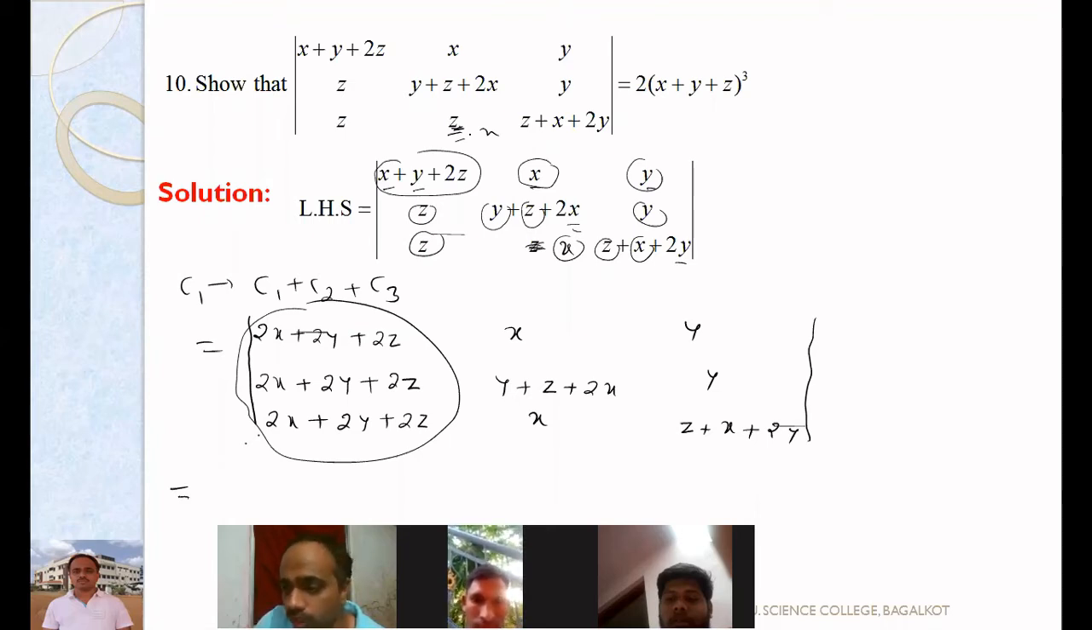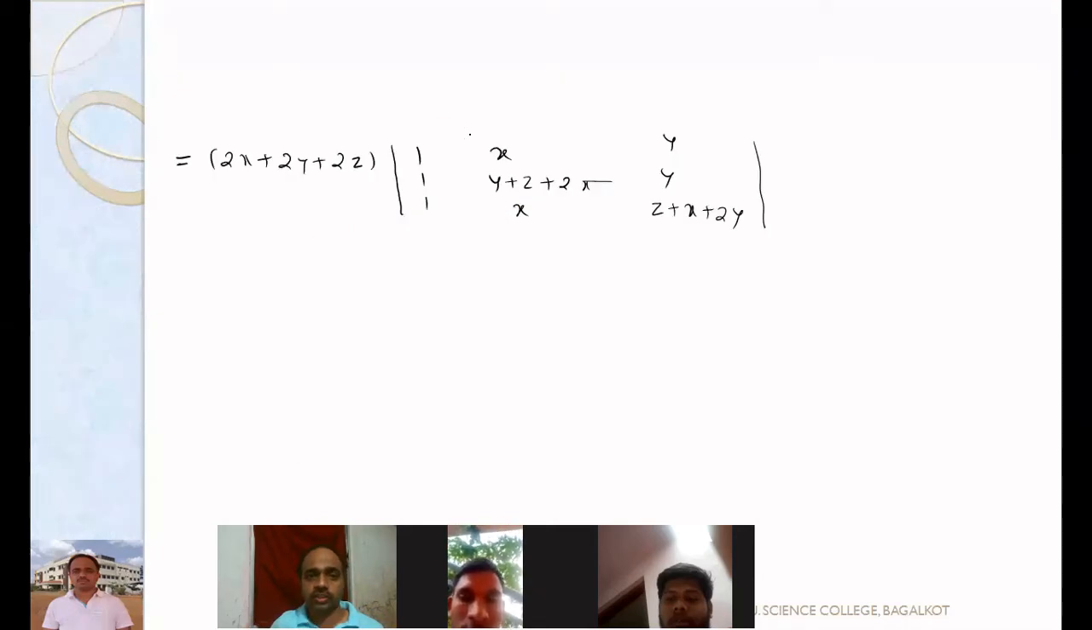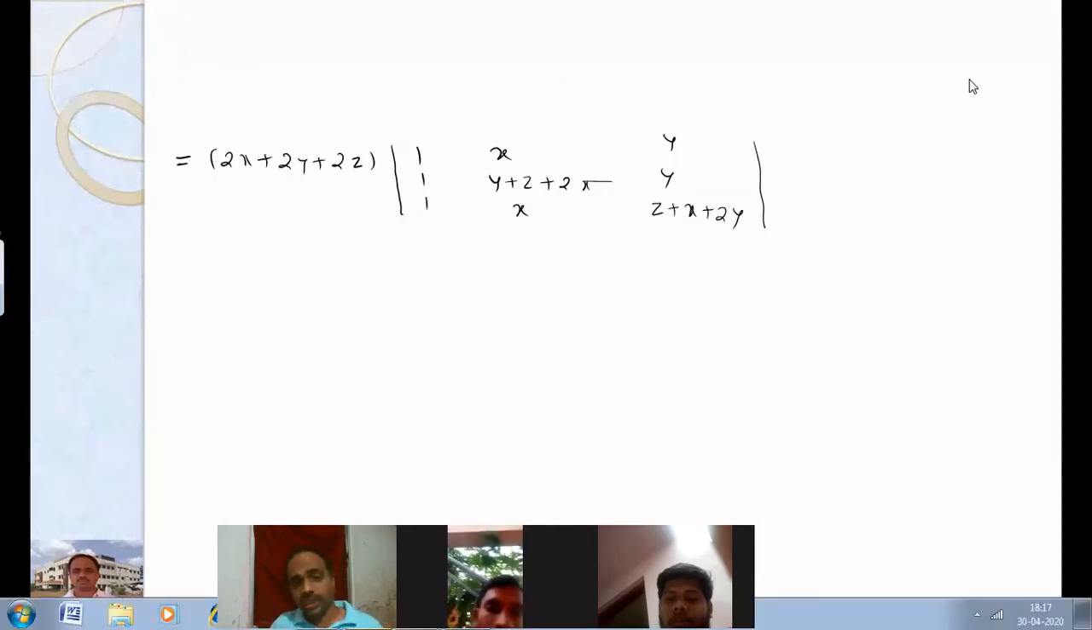Y, z plus x plus 2y. Yes. Now I will display it. Let me see, how many of you have written it correctly? Take 2x plus 2y plus 2z common in the first column, and this will be the answer. This we get. Correct? 1, 1, 1 we get, and the second and third column as they are.